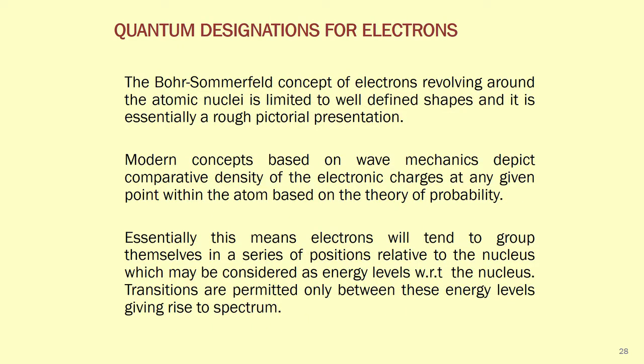So, modern concepts are basically based on wave mechanics that depict the relative density of the electronic charge in any given space around the nucleus. So, at any given point within the atom, the electron density is based on the theory of probability rather than actual happening. So, this means that electrons will tend to group themselves in a series of positions relative to the nucleus.